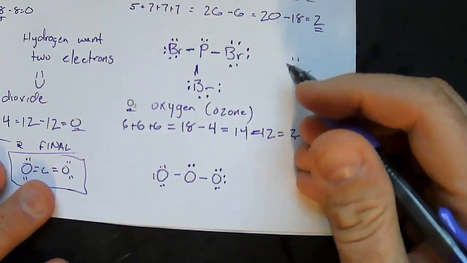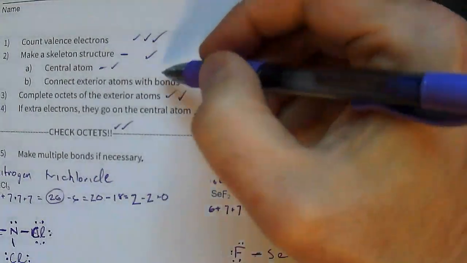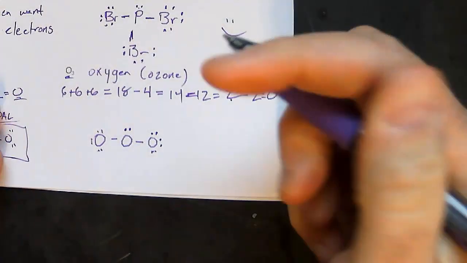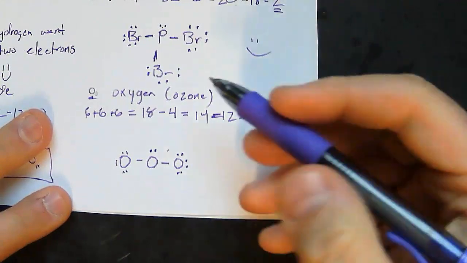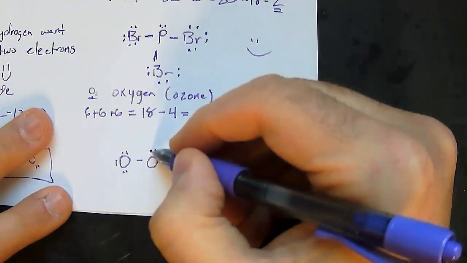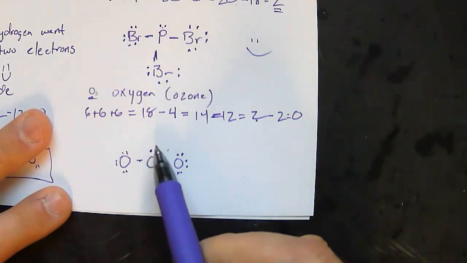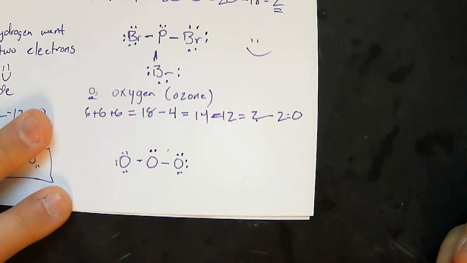Now we're going to check the octets. Make sure to check the octets. People forget, they get lazy, and they don't want to check the octets. We know the exterior atoms have 8, but let's check the central atom. 2, 4, 6. Let me make sure you can see that again: 2, the pair, 4, the bond, 6, the other bond.